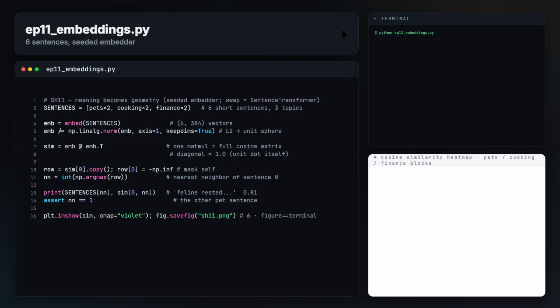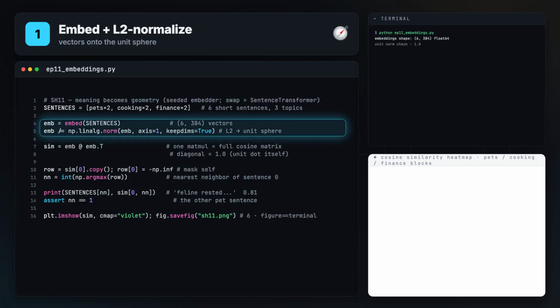Let's make it concrete with 6 sentences, 2 about pets, 2 about cooking, 2 about finance, and watch the geometry sort them. To keep this reproducible to the digit on any laptop, we seed a small deterministic embedder instead of downloading a model. The comment shows the one-line swap for real sentence-transformers, whose API is identical. Each sentence becomes a vector, and then this one line does the real work: L2 normalize every vector so its length is exactly 1. Once every vector sits on the unit sphere, cosine similarity is just a dot product, no division, no surprises.